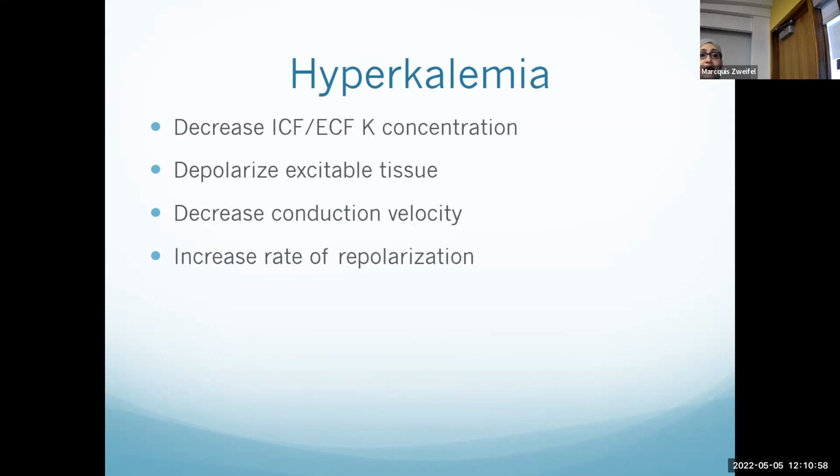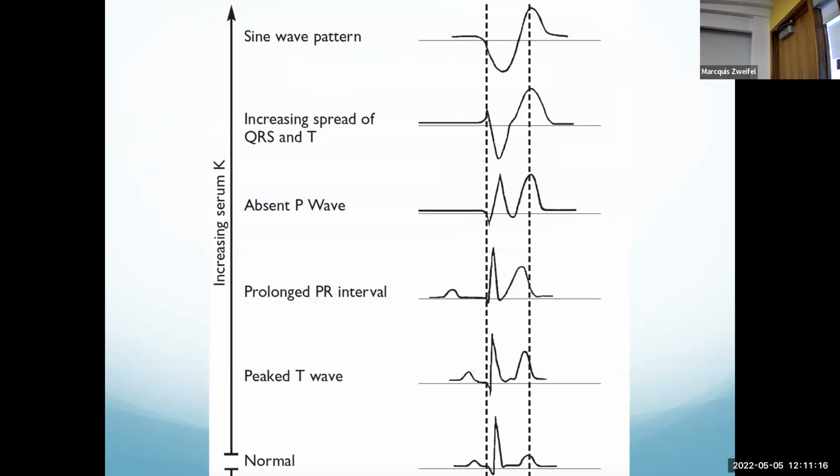Okay, so in general, in hyperkalemia, there is usually a decrease in the ratio of intra to extracellular potassium concentration. Hyperkalemia depolarizes excitable tissue, decreases conduction velocity, and increases rate of repolarization. And that's how it affects the heart. Okay, this is going from down to up. This is our normal EKG, and this is what you see. You start with peaked T waves all the way up to the sine wave pattern.